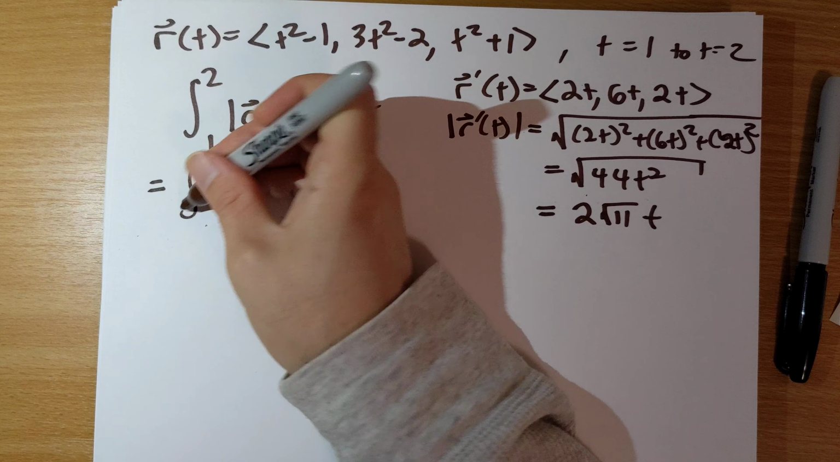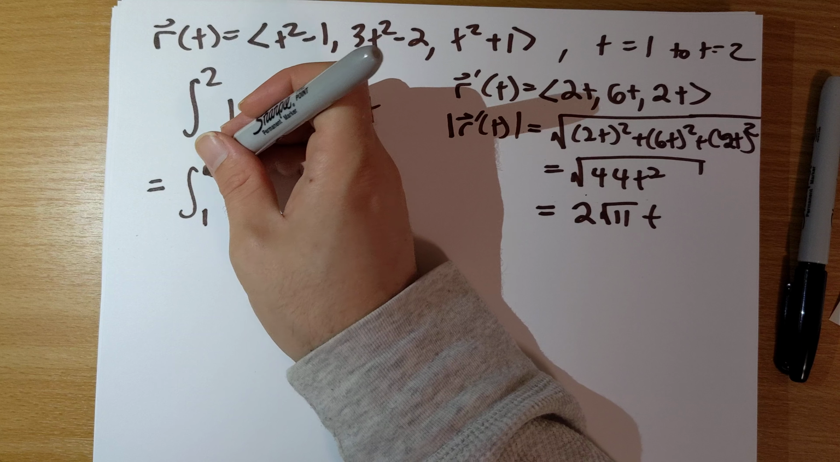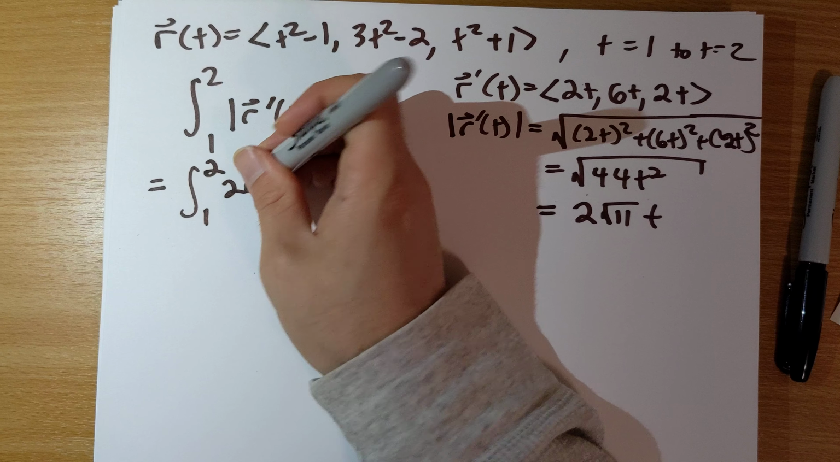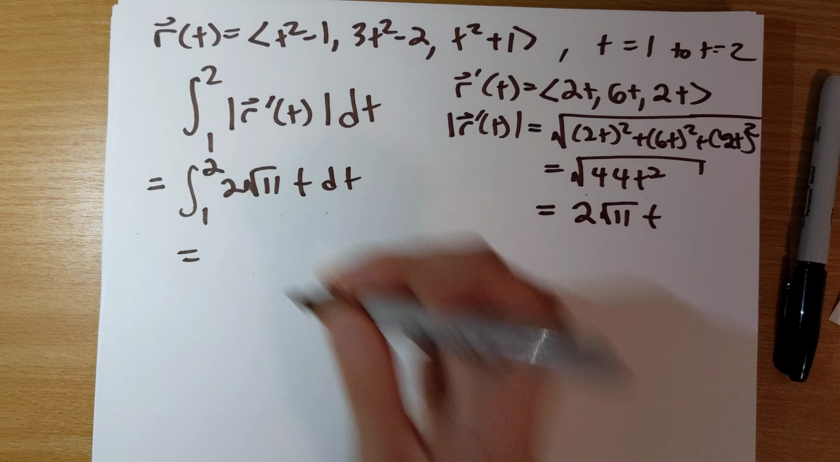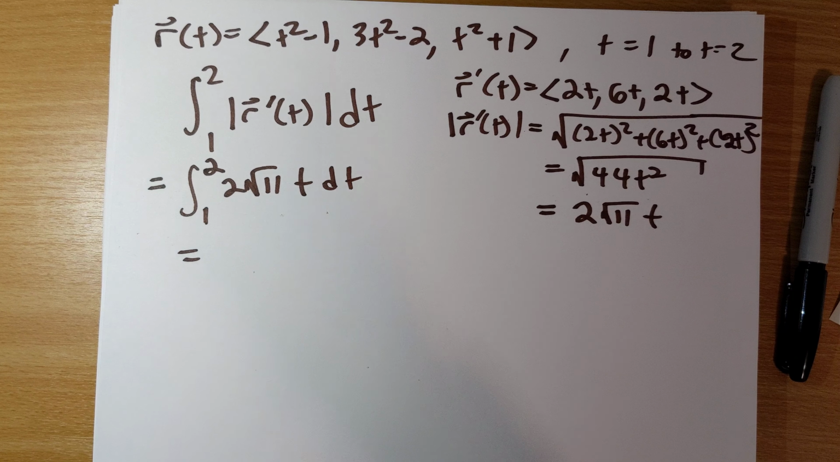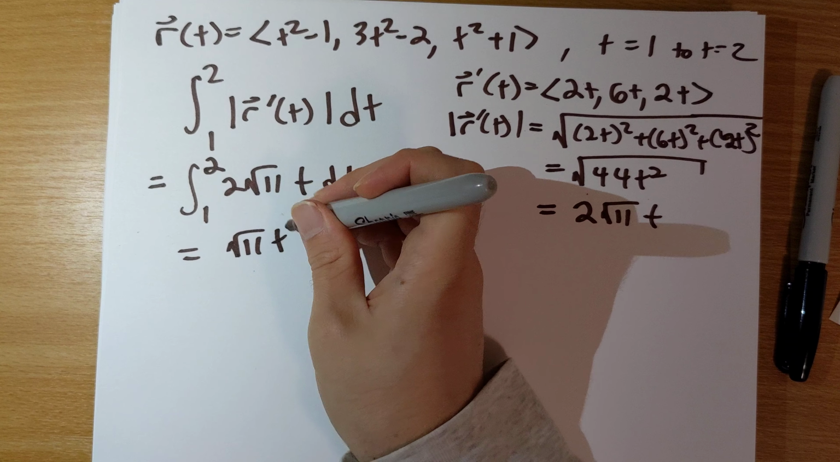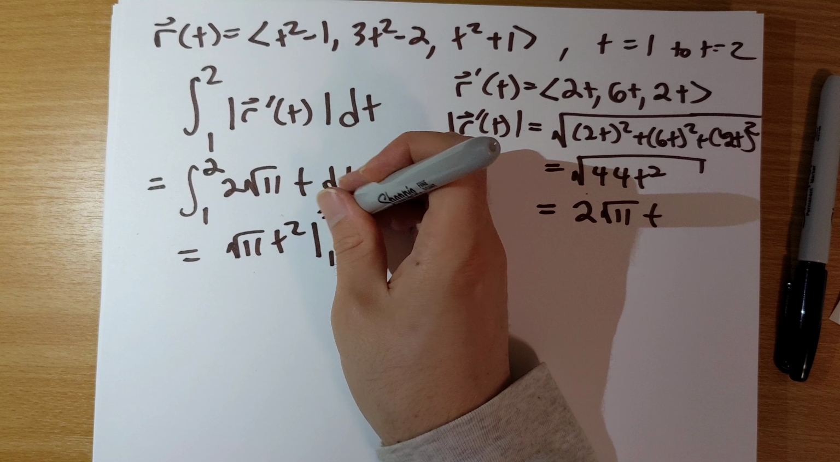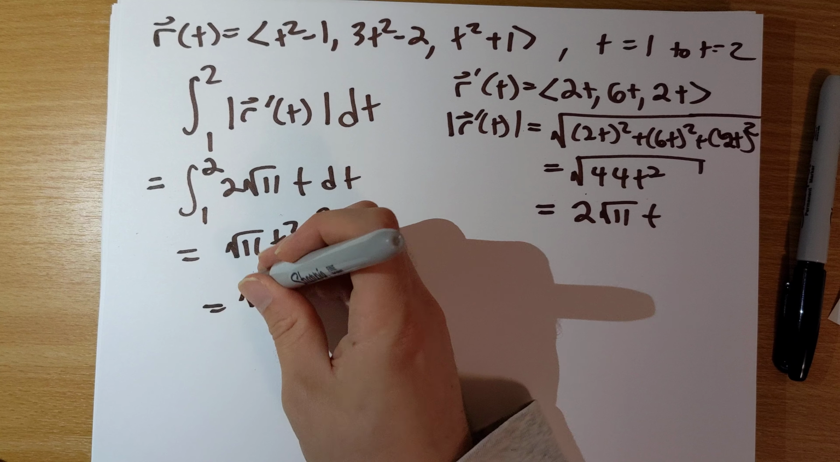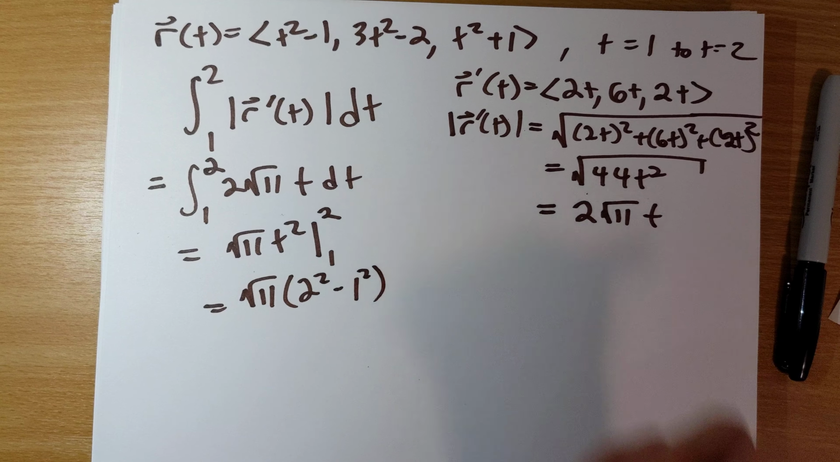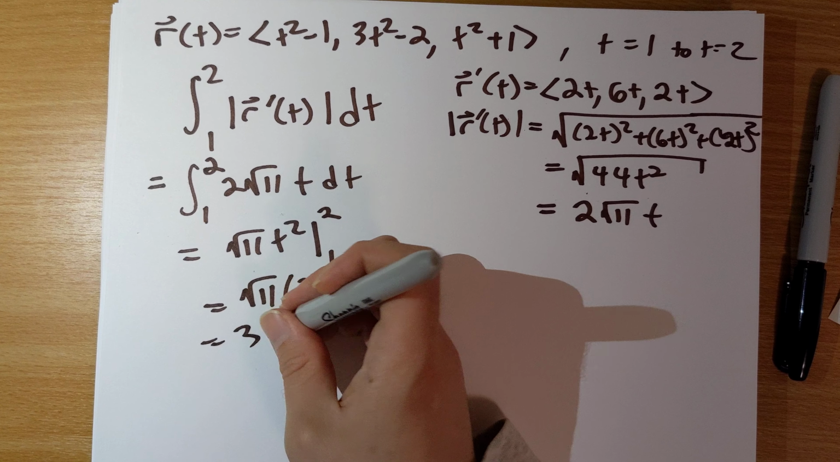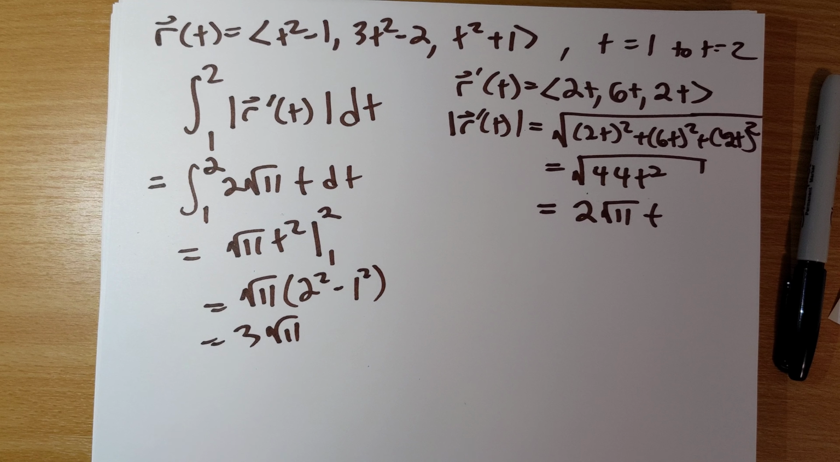So really, what is the thing we're integrating? From 1 to 2 of 2 times square root 11 times t. The antiderivative of this is square root 11 times t squared, plugging in 1 to 2. So this would be square root of 11 times 2 squared minus 1 squared, so 3 times square root of 11.